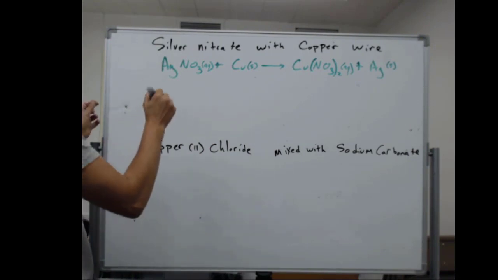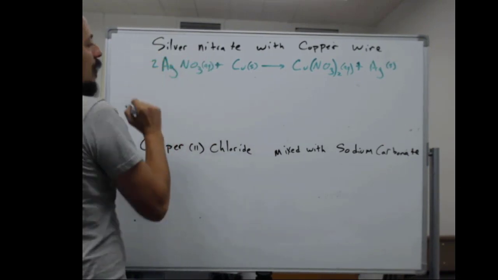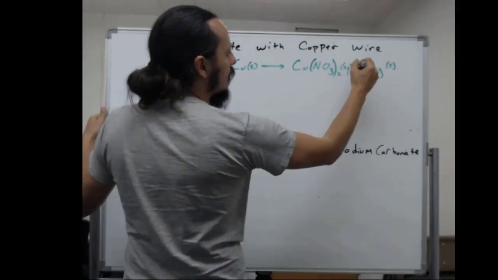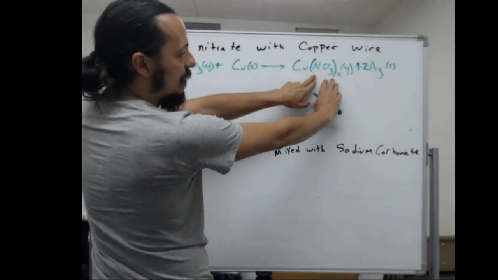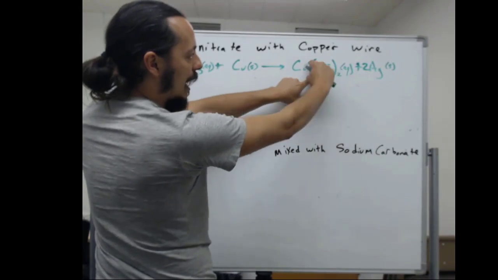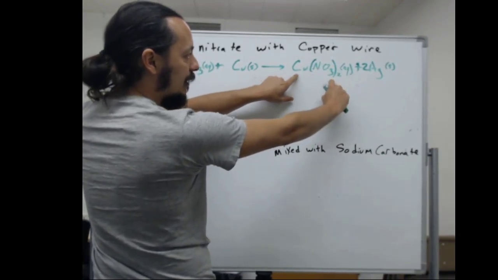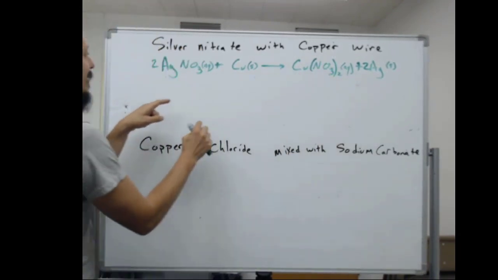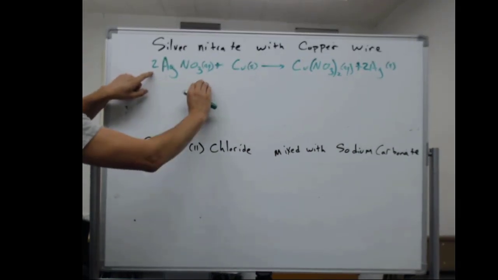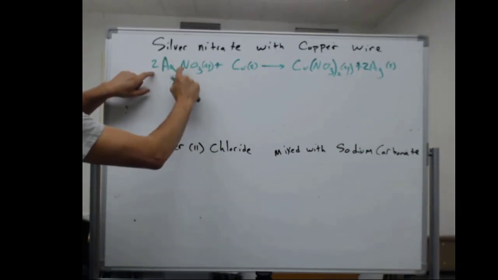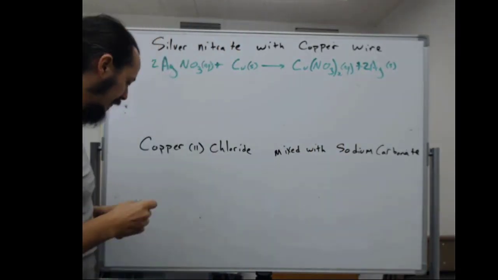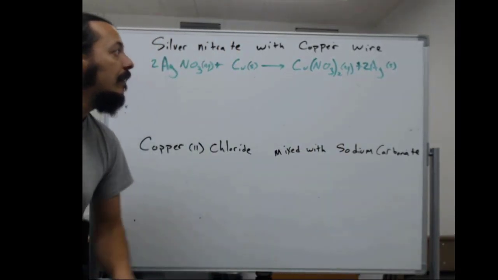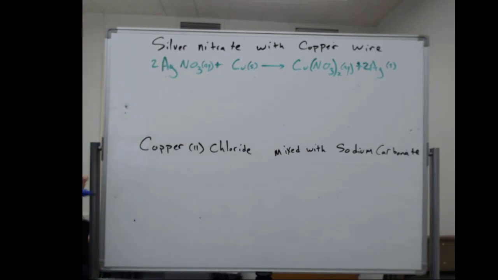Balancing coefficients would be 2 and 2. Right? Since I have the 2 nitrates, the subscript 2 tells me how many nitrates are in this compound. In order to get those 2 nitrates, I need 2 of these silver nitrate compounds because there's only 1 nitrate in each of these. And then I have 2 silvers, so I better end up with 2 silvers. This is the chemical reaction.